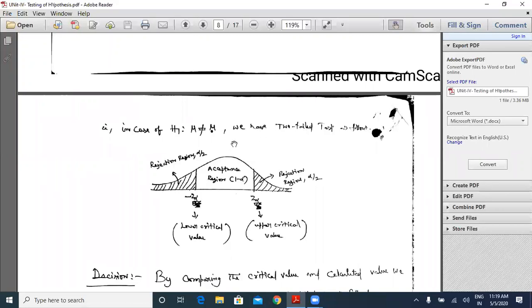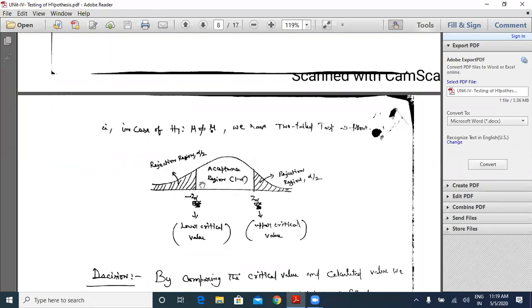In case of two tail test, this critical region alpha is divided into alpha by 2 and alpha by 2. So this is alpha by 2, this is alpha by 2. If I add both, you will get alpha, that is the critical region. So in case of two tail test, alpha is split into alpha by 2 and alpha by 2 on both the left and right tails of the curve. The remaining is called acceptance region. So I think now it is clear.